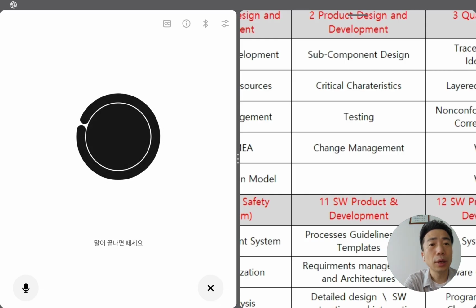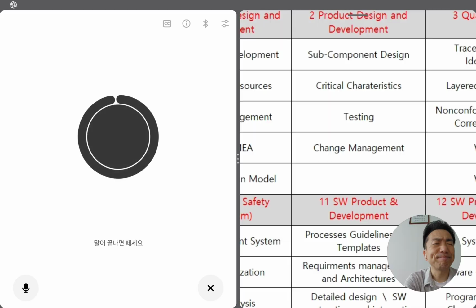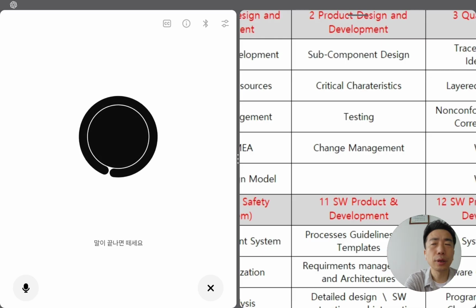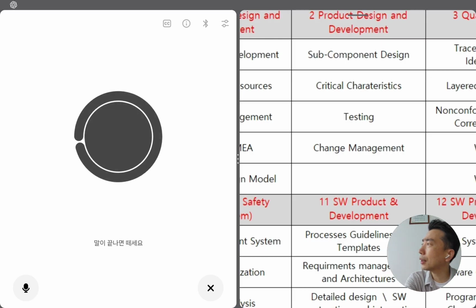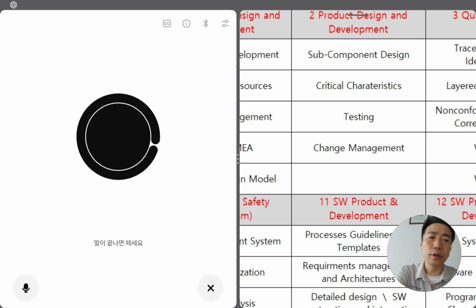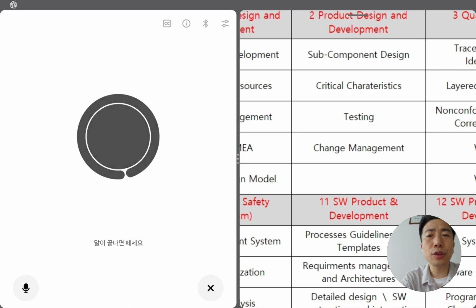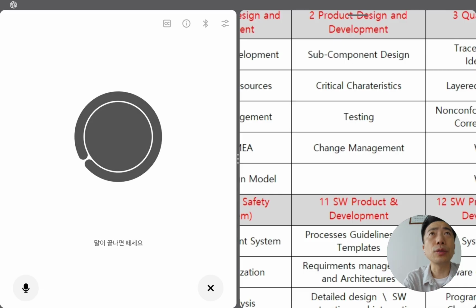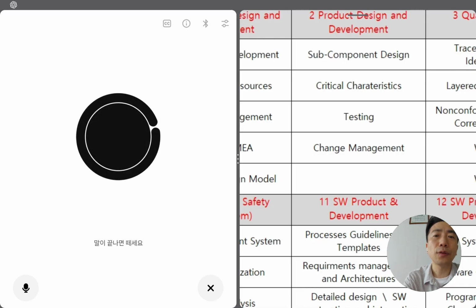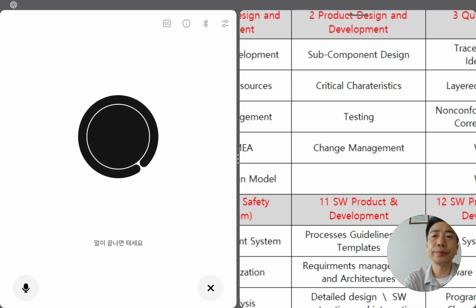Today, I'd like to start at the number two column, row A, sub-component design. Could you review today's agenda first, and let me know, share me your ideal question and sample answers for this agenda today.